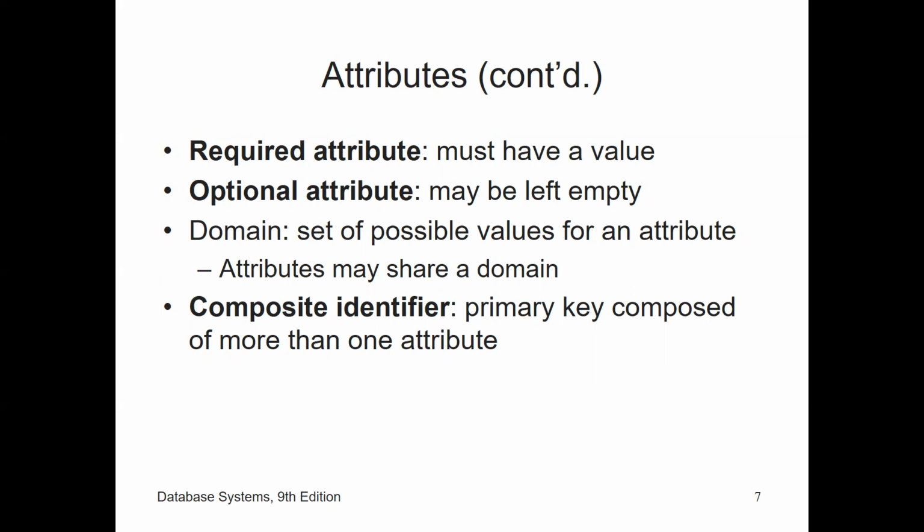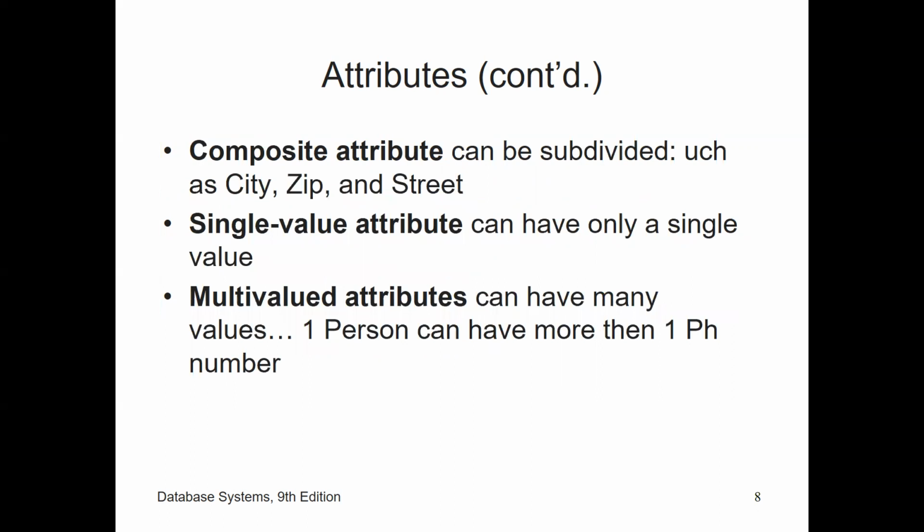Ideally, an entity identifier is composed of a single attribute. However, it is possible to use a composite identifier, that is, a primary key composed of more than one attribute. Attributes are classified as simple or composite. A composite attribute, not to be confused with a composite key, is an attribute that can be further subdivided to yield additional attributes, such as city, zip, and street.